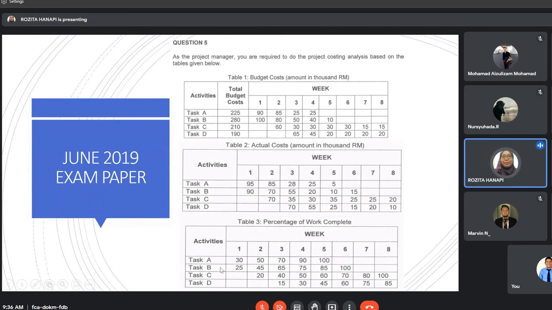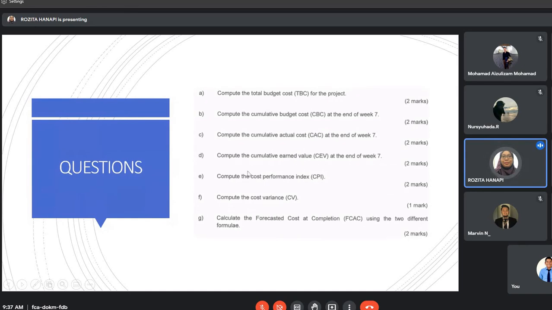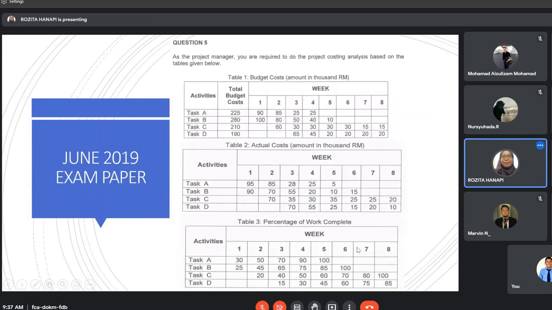And then untuk task B pun sama. Minggu pertama baru 25%. And then minggu kedua meningkat kepada 45%. Minggu ketiga 65%. Minggu keempat 75%. And then for week 5, the task B has been completed up to 85%. And then minggu ke-6 baru task B ni siap sepenuhnya. And then minggu ke-7 dan minggu ke-8, it indicates that task B has been completed. Okay. So soalan dekat sini, compute the cumulative earned value at the end of week 7. So we are going to calculate week 7 saja.